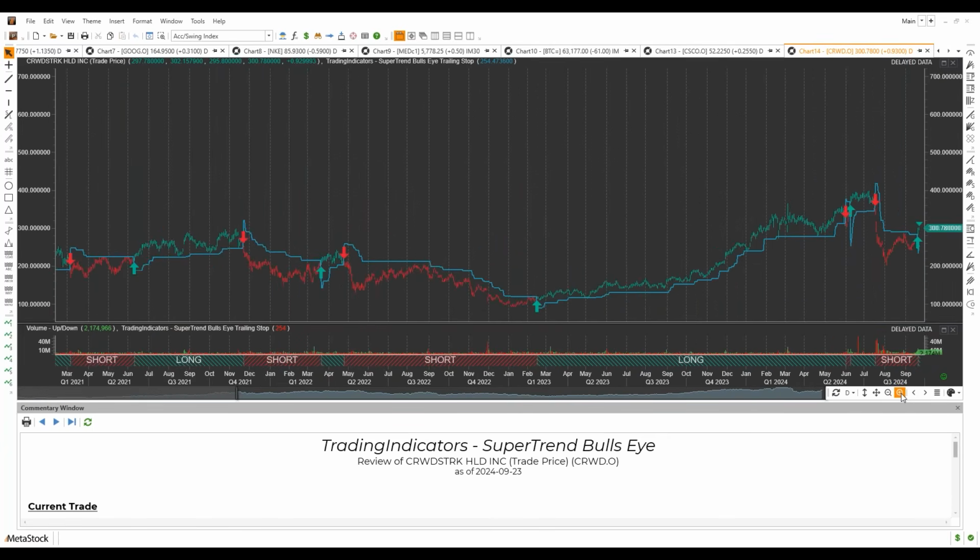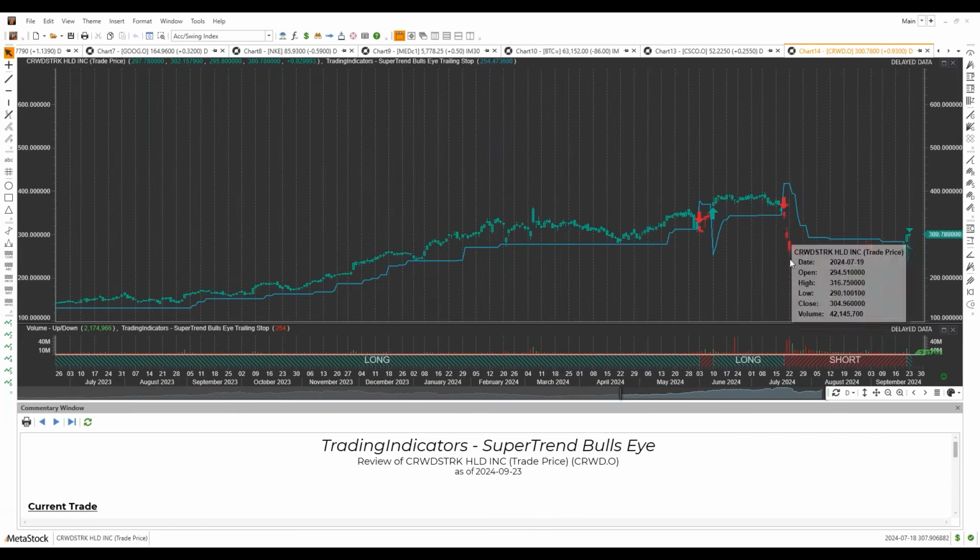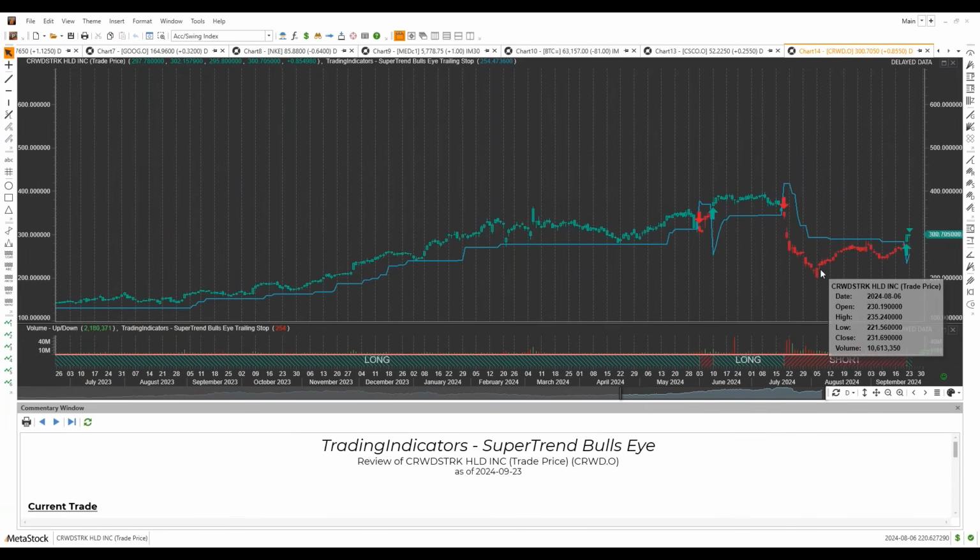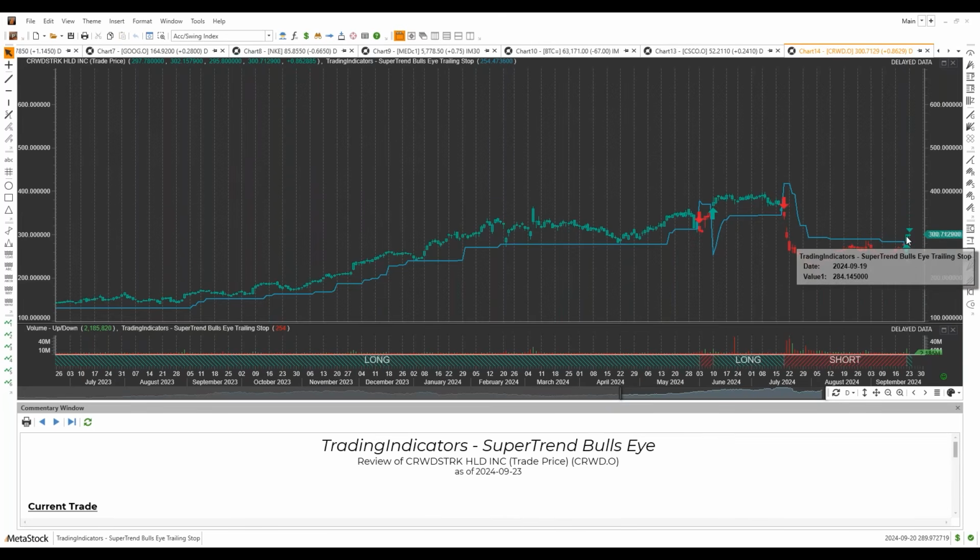Actually, we called out this opportunity back then when we saw this big gap down. Well-established companies tend to recover, and we can see already signs of recovery. And we finally now have a SuperTrend Bull Eye long entry signal here. But once again, see our trading stop is still quite far away. Entry around 280 or maybe 290, and all the way down here, 234 is our trading stop. It's far. Keep this in mind as well.